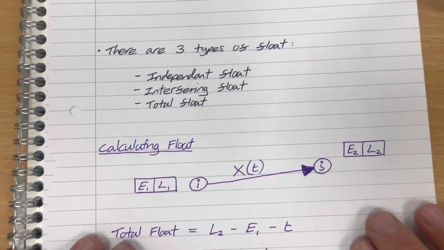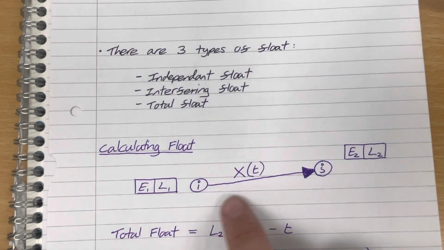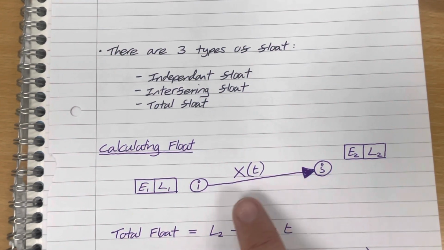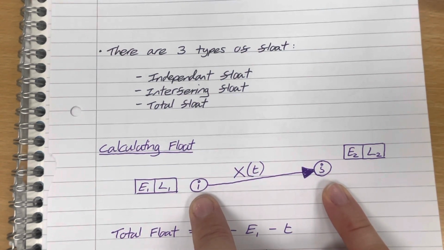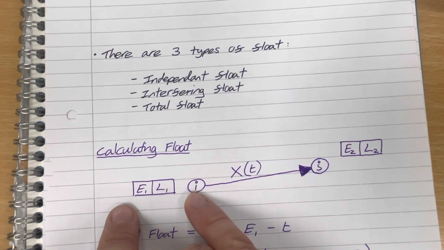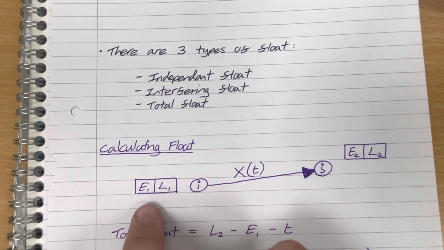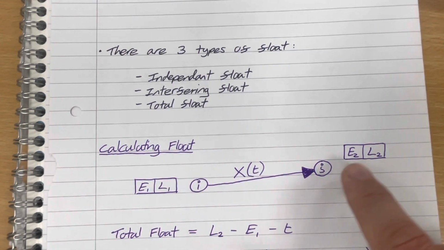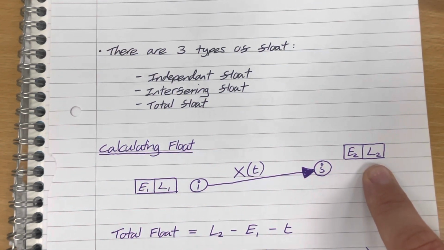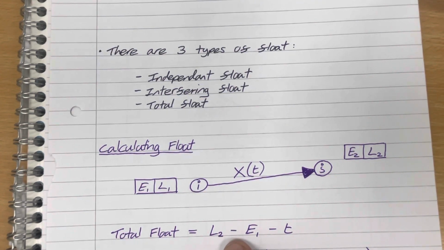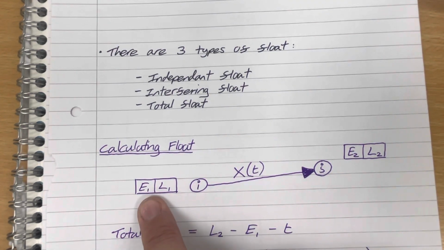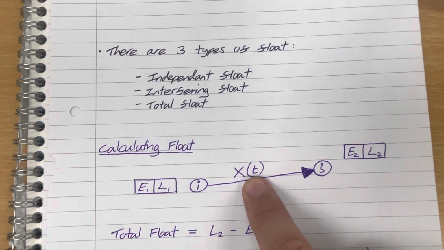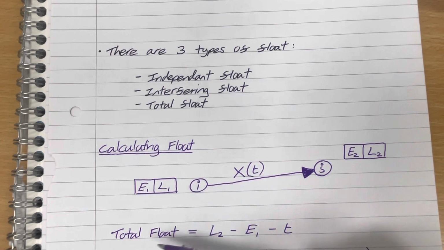So how do we go about calculating float? Well, what we've got here is a general activity on our network going between two nodes. It's got a duration of t, and we've completed a critical path analysis on the network. So the start node for this activity has an early time and a late time filled in, and the end node for this activity has an early time and late time filled in as well. The total float is defined as the biggest number on the right, which is the right-hand number at the end node, subtract the smallest number on the left, so the smallest number at the start node, subtract the duration of the activity. Okay, and that will give you the float of activity X.